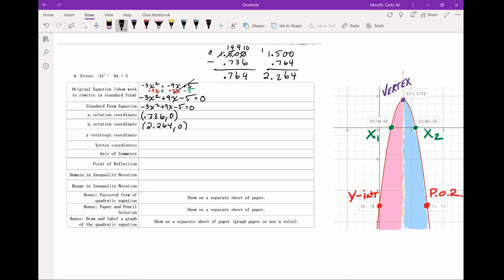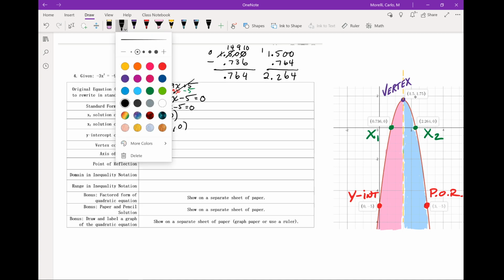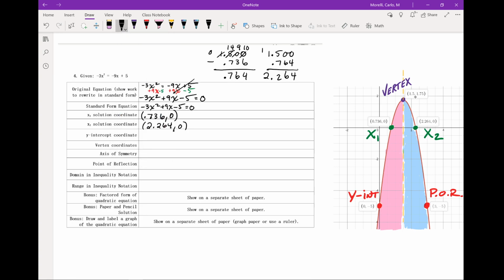Oh, awesome. I figured it out. I figured out how if you know one x-intercept and you know the axis of symmetry, you can calculate the other x-intercept using addition and subtraction. I showed it above the problem. I didn't know you could do it that way. All right, so anyway, the y-intercept is (0, -5).